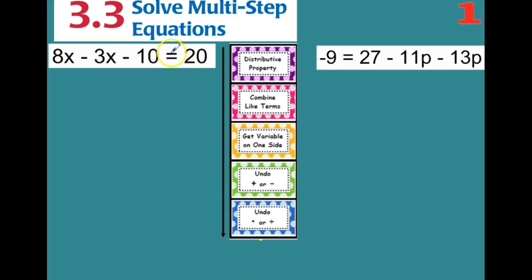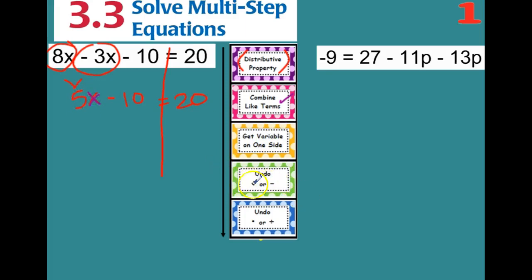So first, we're going to solve. There's no parentheses, we can't distribute. We can combine our like terms though. 8x minus 3x, 8 minus 3 is 5x. So 5x minus 10 equals 20. So we've combined our like terms. All the variables are already on one side, just x here.